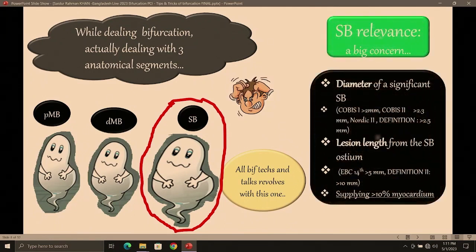And that's why the question is whether it is relevant or not relevant. Diameter, whether it is significant or not, there is still no uniform idea. Because like in Covet's before, if it is more than 2.3 millimeter, then it is relevant. In the definition, if the diameter is more than 2.5, then you can take it as a relevant side branch. Lesion length from the SB is also very much important, more than 5 or more than 10. In the definition, if it's not more than 10, it's not that much complex. And supplying more than 10% of the myocardium, theoretically a 73 millimeter long side branch means it's supplying more than 10% of the myocardium. We can take it into account.